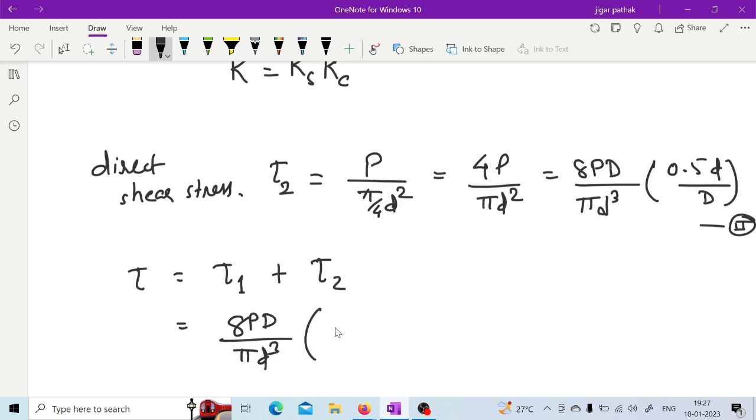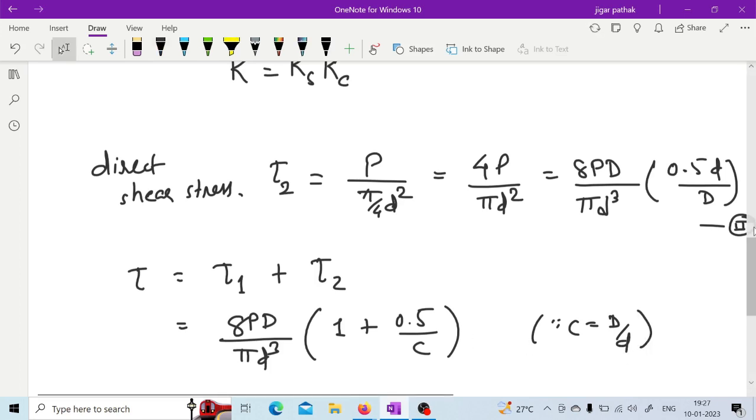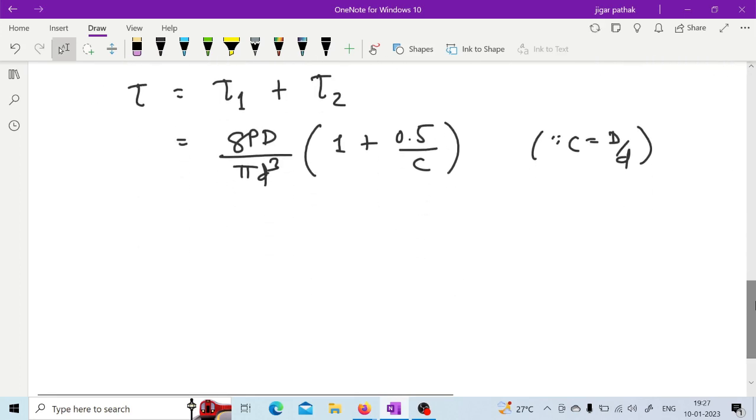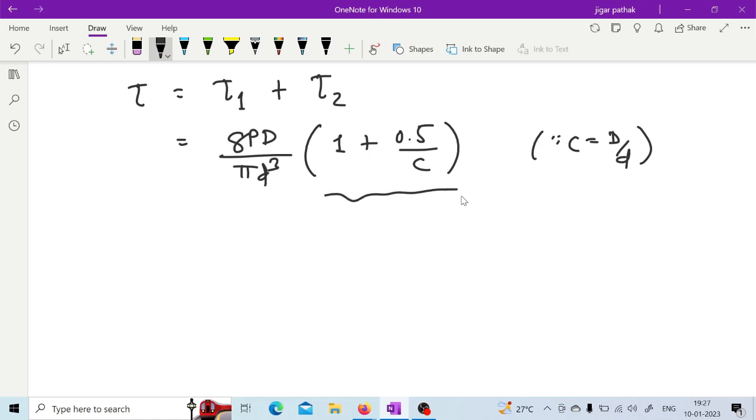So I am not writing it again, I am directly taking it common, so that is 0.5 by C I am writing, right? Because you know C is nothing but capital D by small d, that's spring index. So once you know this total shear stress acting in your spring, then you can derive this particular relation, right? Now this particular whole factor is shear stress concentration factor.